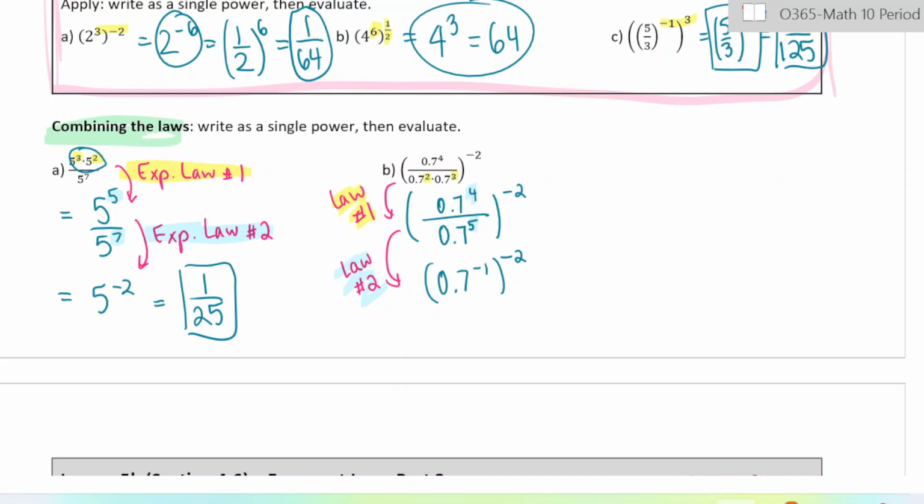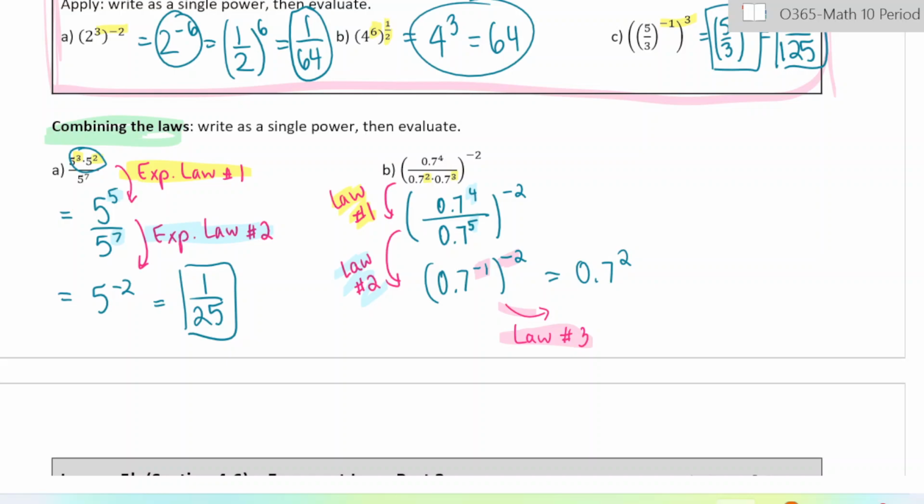And finally, we have a power of a power. So we are going to be using law number 3. And I'll just kind of go in a circle here. Law number 3. Okay, so we're going to be multiplying those two numbers. So we get 0.7 to the power of 2. We're done. Much simpler now.